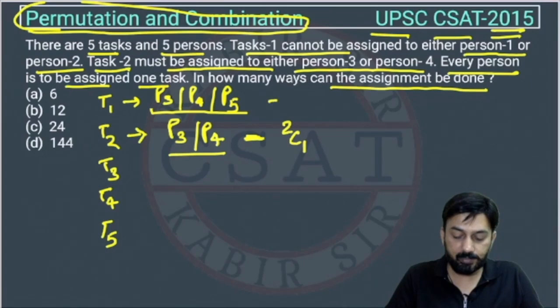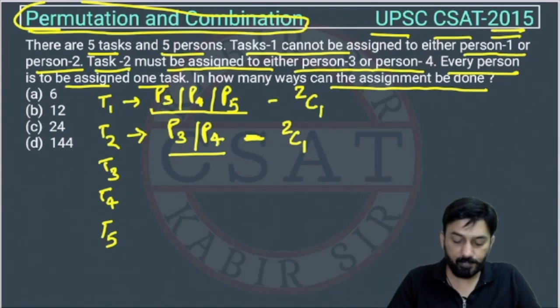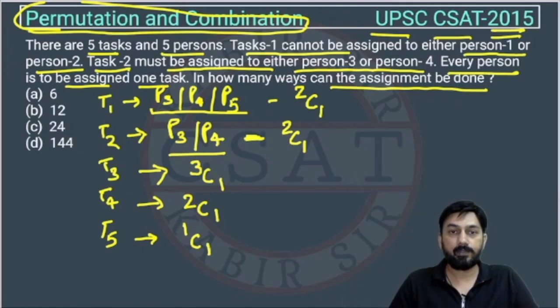So for this T1 task, 2 people are there, and out of these 2 we will select 1 person. Now for the T3 task, 2 people we have already consumed, so we are left with 3 people. Out of 3 any one can come here, so 3C1. For T4, 3 people are already consumed for the T1, T2, T3 tasks, so now we are left with 2 people. Out of 2 people, 1 will be selected for the T4 task. And for the T5 task, we are left with 1 person, and we select that 1 person.